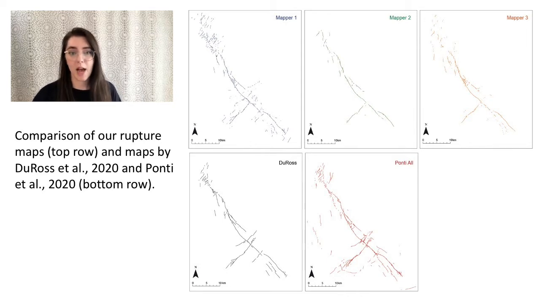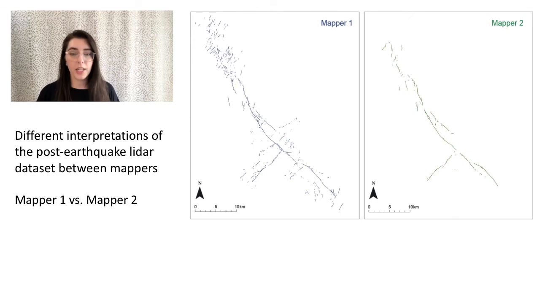And just looking at the maps, you can see some variability, so sort of at this larger scale. So mapper 1, for example, has quite a few lines at the northern and southern end of the northwest southeast trending rupture from the 7.1, whereas mapper 2 does not have very many lines at that northern and southern end. And so that's a good example of where some of these differences in percent overlap are coming from.